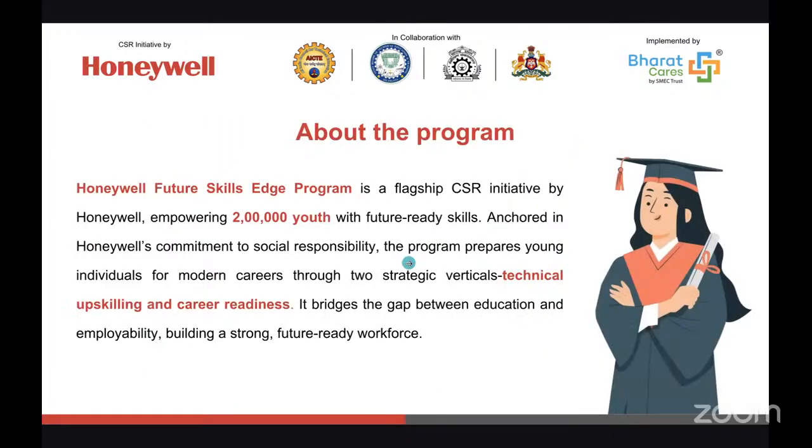The Honeywell Future Skill Edge program is a flagship initiative by Honeywell. Its goal is very simple: to prepare students for the future job market. You know that across India, more than 2 lakh students are part of this initiative. Now, let me tell you something very honestly: how many of you feel that today's learning experience is aligned with the industry expectation? If you feel that it's aligned, please type yes. And if you feel that extra skills are still needed, then please type no in the chat box.